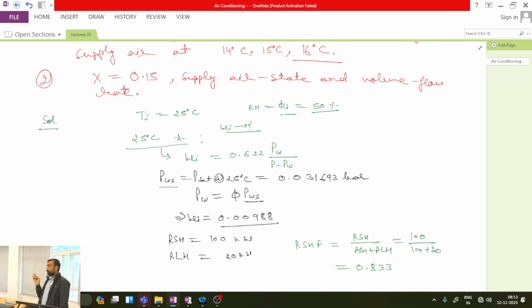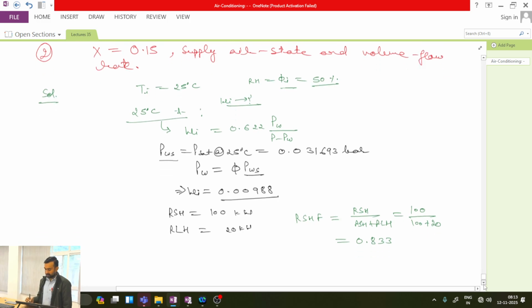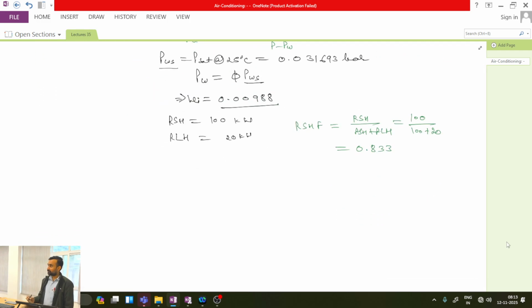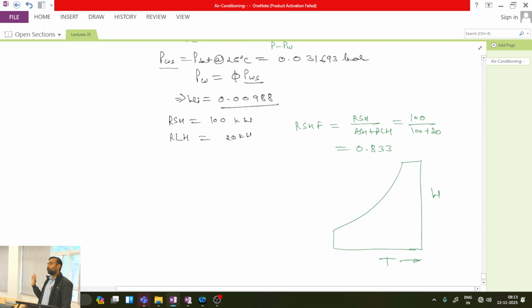Okay, so it means that if I represent this process on psychometric chart, what I will be having? Please tell me. I do not have any ventilation. So outdoor condition will not come into picture. Only thing I will be having is my indoor condition, because I am not allowing any outdoor air to mix. Only room air is being circulated. So indoor condition means state I.